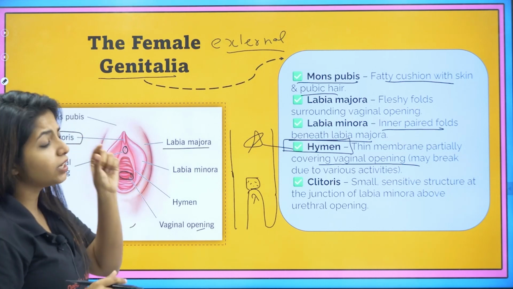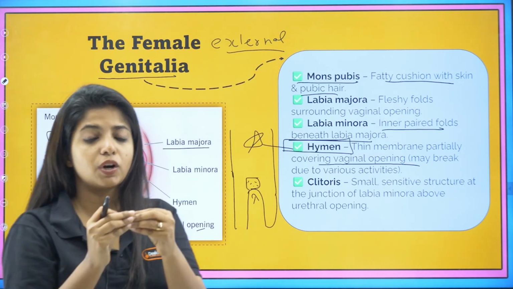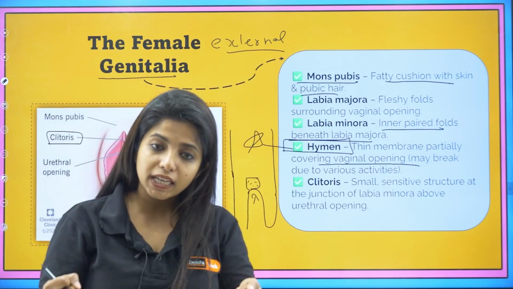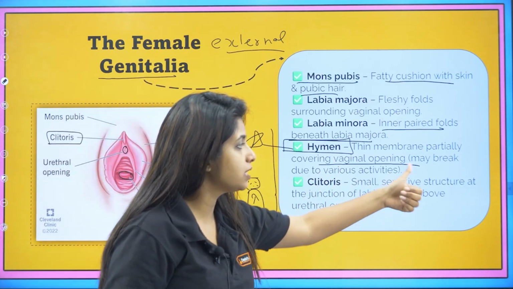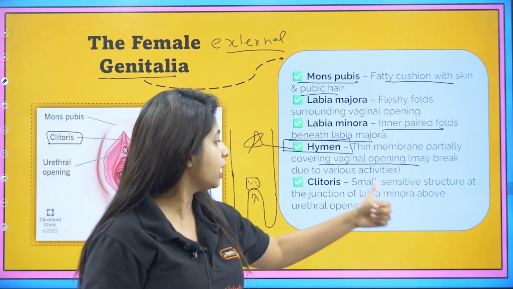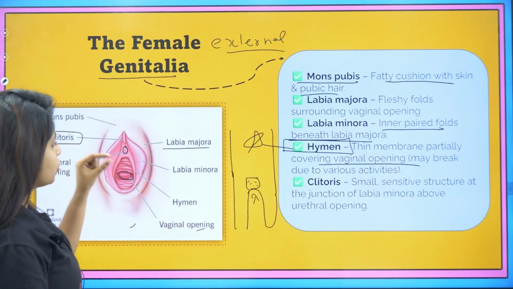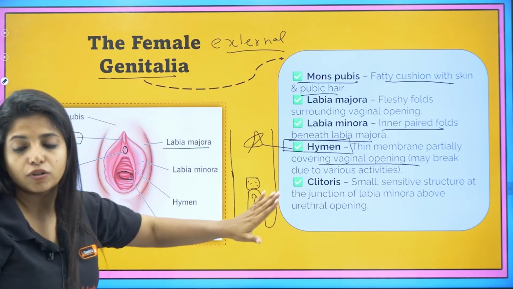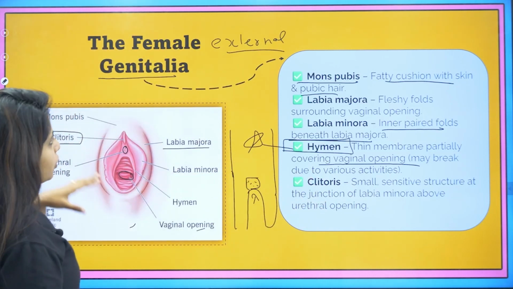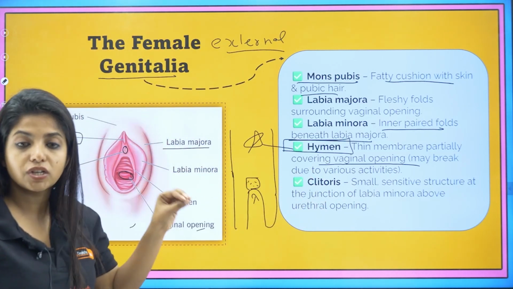And clitoris is a very sensitive structure which is richly supplied with nervous tissue, which again makes the female sexually active. So clitoris is a small sensitive structure at the junction of the labia minora, above what? The urethral opening. So here you have the urethral opening. Above it you have the clitoris, which is a small sensitive structure, and all of it together forms the female external genital organ.